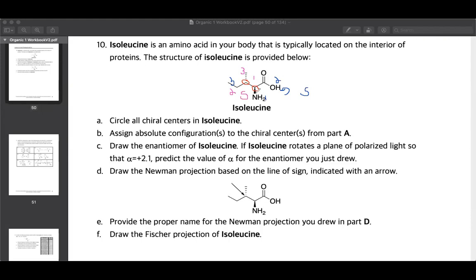Yeah, so that would be the amino group. So I'm looking at what's directly attached. You see that, the nitrogen? Cool, okay. So, draw the enantiomer of isoleucine. Okay, that's really easy. That would be like drawing the exact same thing.